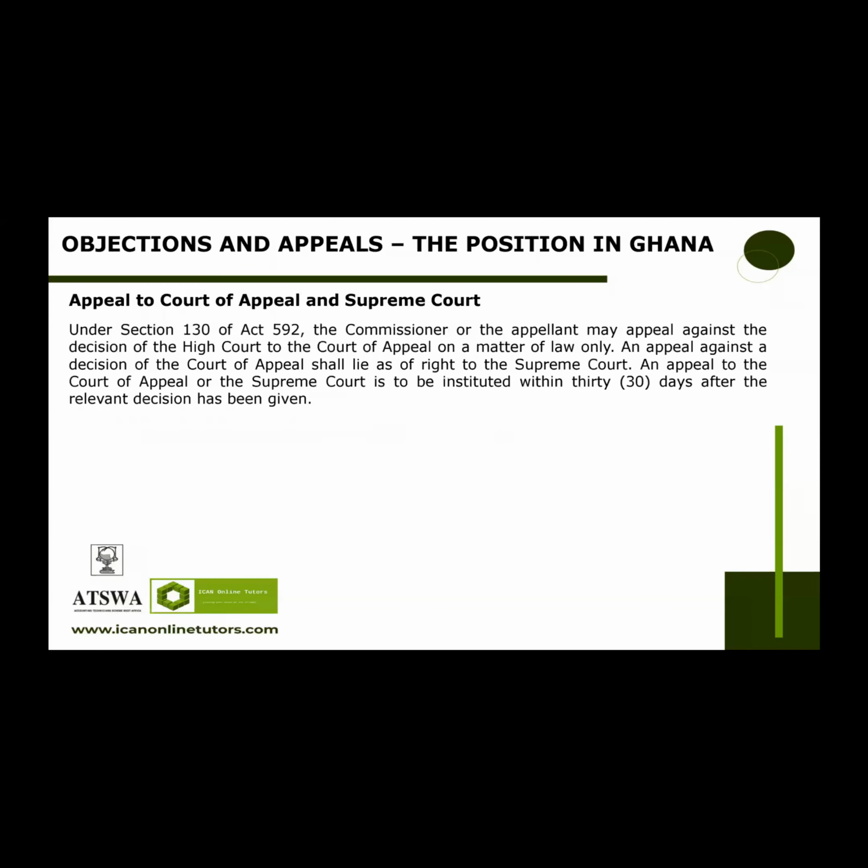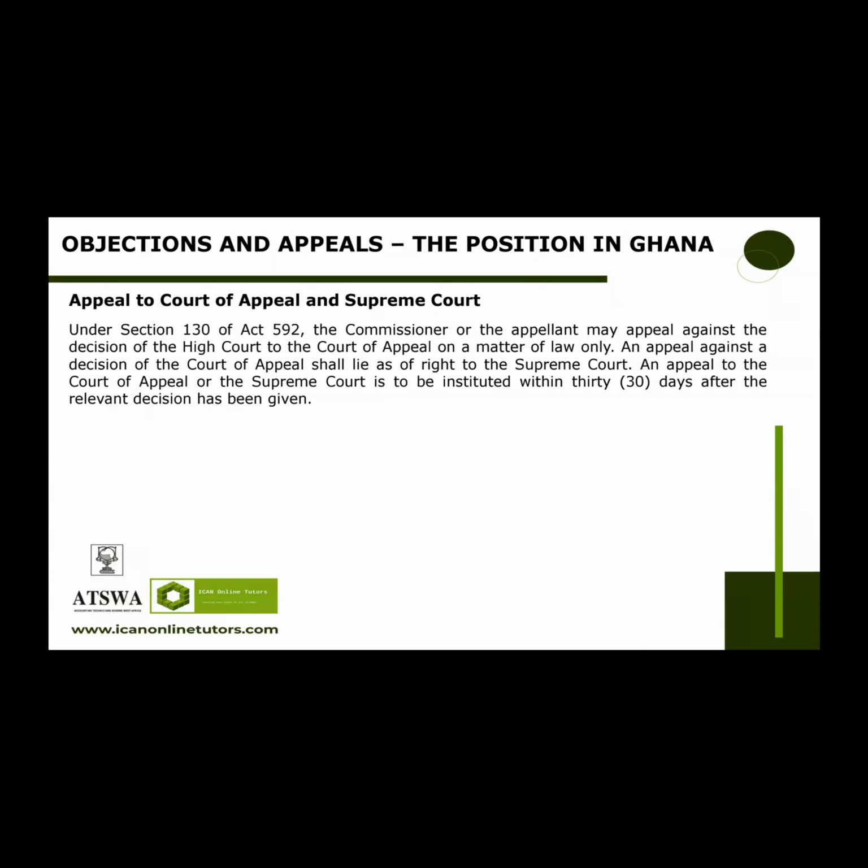Appeal to the Courts of Appeal and Supreme Court. Under Section 130 of Act 592, the Commissioner or the appellant may appeal against the decision of the High Court to the Court of Appeal on a matter of law only. An appeal against a decision of the Court of Appeal shall lie as of right to the Supreme Court. An appeal to the Court of Appeal or to the Supreme Court is to be instituted within 30 days after the relevant decision has been given.